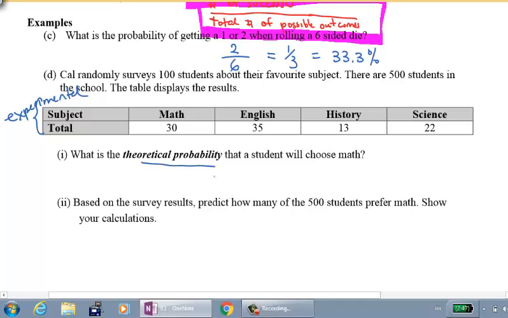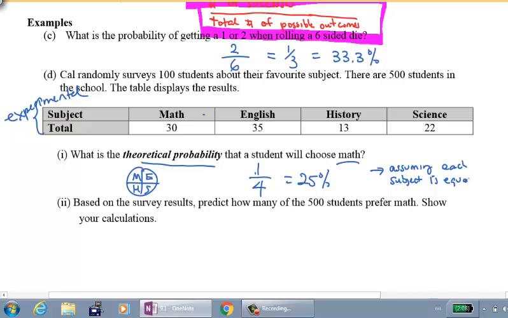If I'm asking for the theoretical probability that the student chooses math, well, there's 4 choices here. So think of a pie, and you're splitting it up into 4 choices: math, English, history, and science. Well, out of the 4 choices, how many are the successes? It's just math, that's 1. It's 1 out of 4. Okay, or 25%. Once again, there's an assumption here. The assumption is you're assuming each subject is equally likely to be chosen. Right?